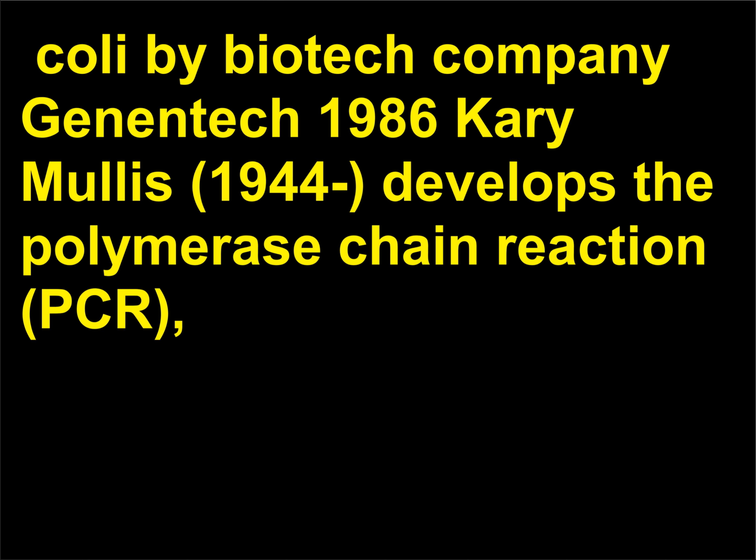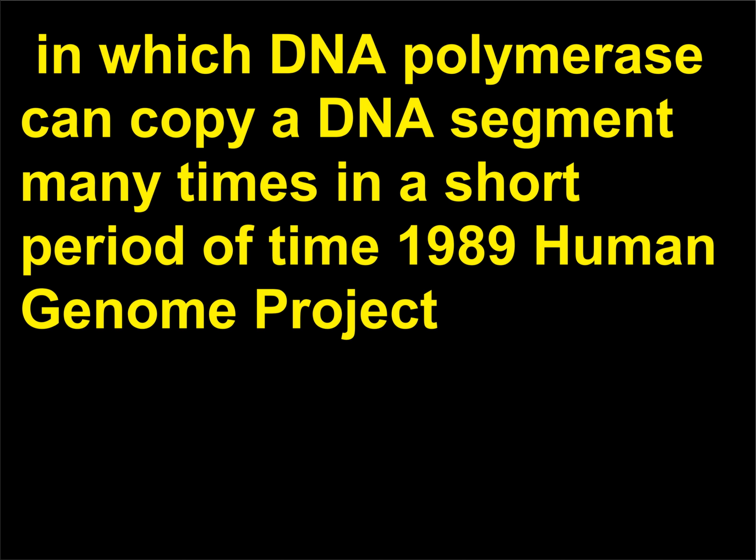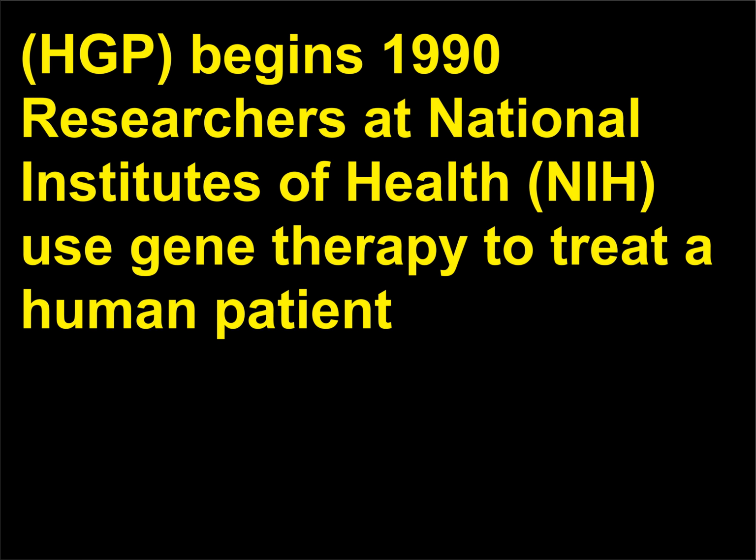1978: Human insulin cloned in E. coli by biotech company Genentech. 1986: Kary Mullis, 1944, develops the polymerase chain reaction, PCR, in which DNA polymerase can copy a DNA segment many times in a short period of time. 1989: Human Genome Project, HGP, begins. 1990: Researchers at National Institutes of Health, NIH, use gene therapy to treat a human patient.